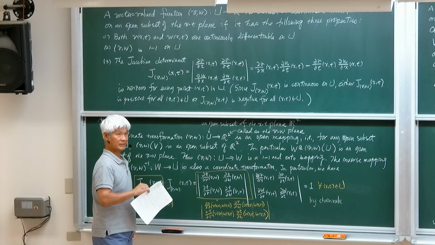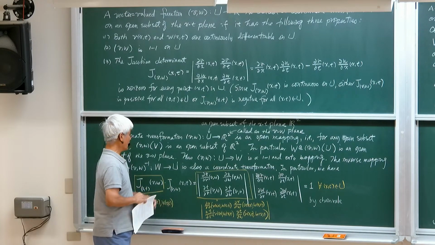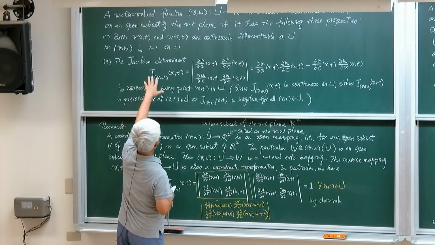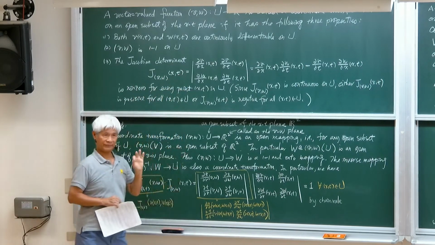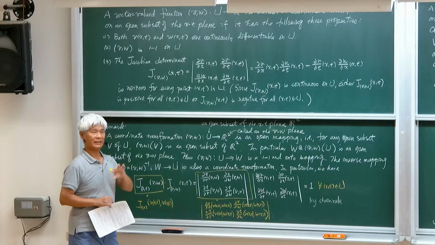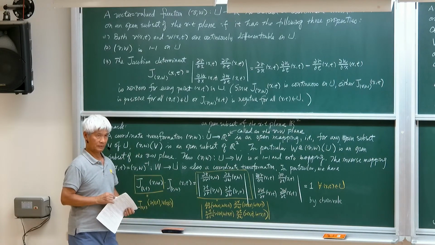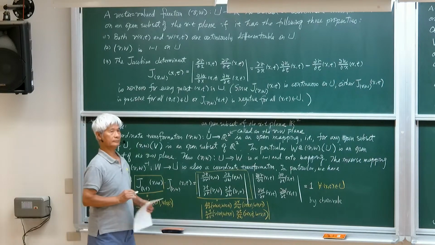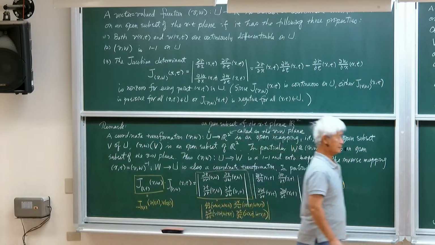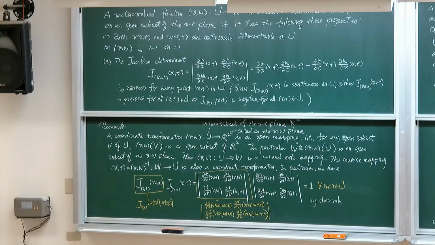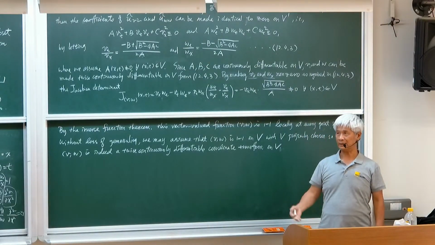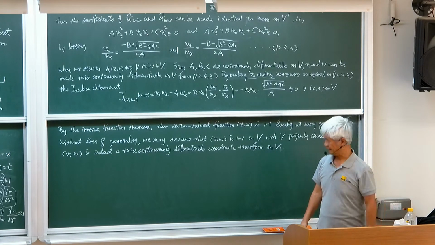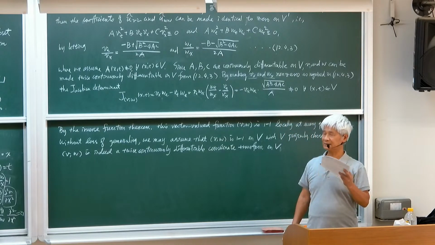But the same idea we can use to prove that if the coordinate function is twice differentiable, twice continuously differentiable, then its inverse is also twice differentiable. You just go to Rudin's textbook. This is the standard proof for you.